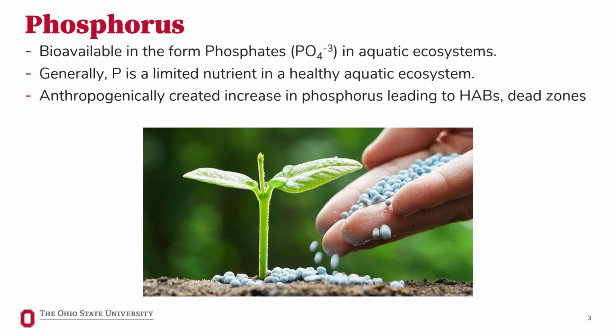Phosphorus is an element that is required for all life on Earth. Phosphates are the bioavailable form of phosphorus, and generally, phosphorus is a limited nutrient in a healthy aquatic ecosystem. A natural source of phosphorus is the weathering of rocks, which is a very slow process. In modern times, there has been an anthropogenically created excess of phosphorus in aquatic ecosystems, which can lead to negative environmental effects, including, but not limited to, harmful algal blooms and dead zones.